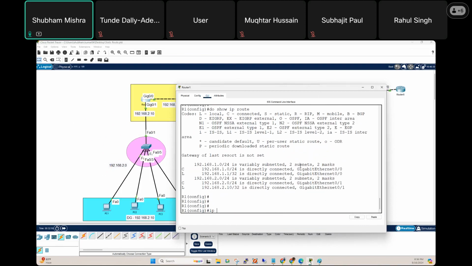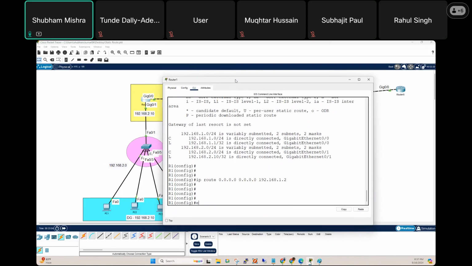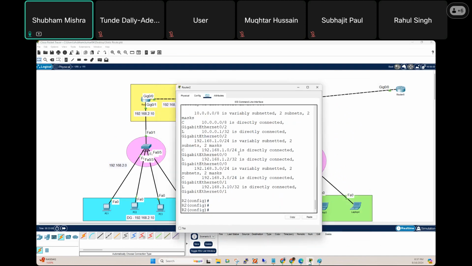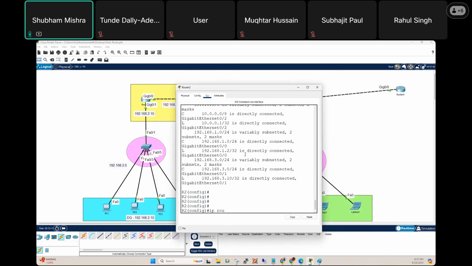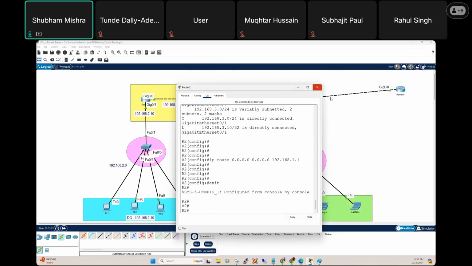So I am configuring ip route 0.0.0.0 0.0.0.0 and next hop will be, guys, 192.168.1.2, right? Done na everyone? I configure the default route on R1. Now come on here. ip route 0.0.0.0 0.0.0.0 192.168.1.1. I configure the default route. Done na everyone? Yes or no?